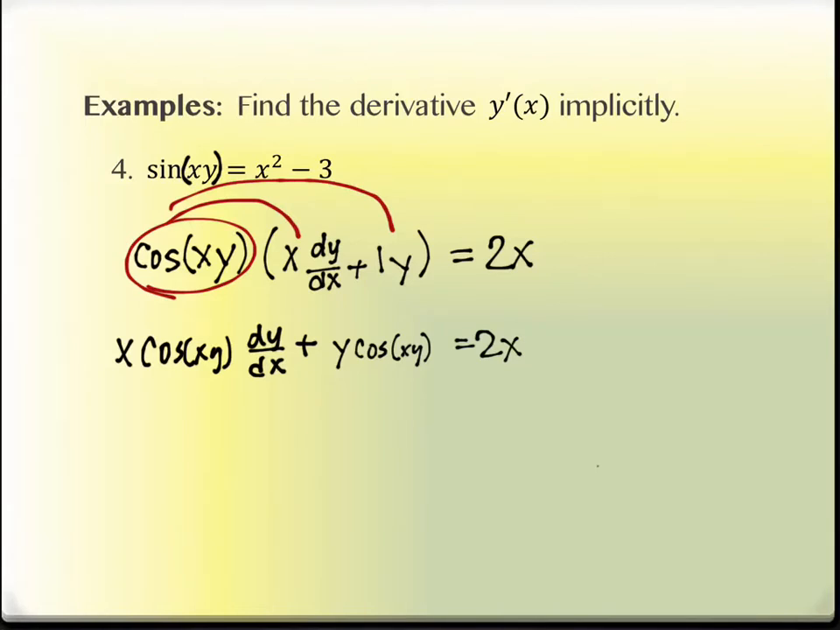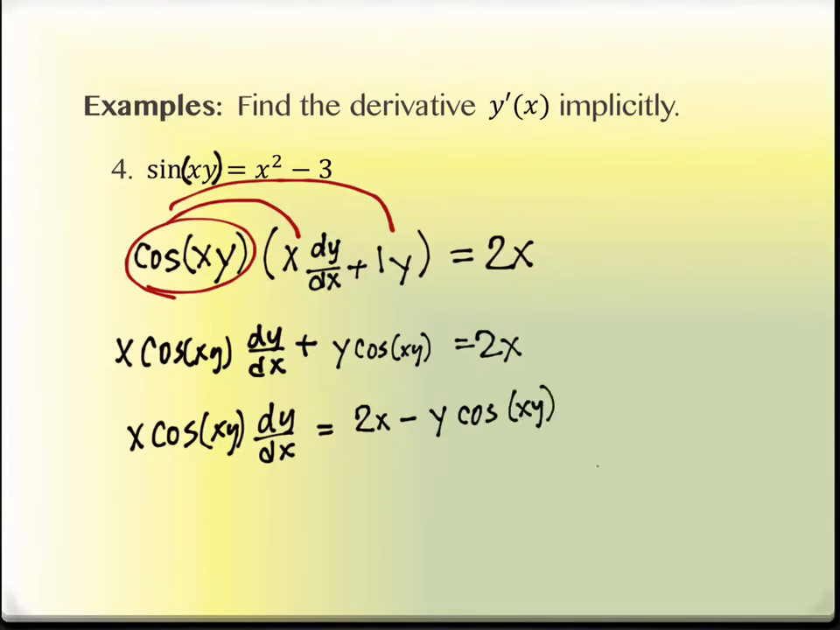Okay, so now that it's in this form, I've got it much more like the last problems that I was doing. The dy/dx piece is here. This piece doesn't have one, so I'm going to move it to the other side. So I'll have the first piece rewritten, x cosine xy dy/dx equals 2x minus y cosine of xy. And then what would I do? I'll divide by everything that's not dy/dx, which I wrote in front, x cosine of xy.